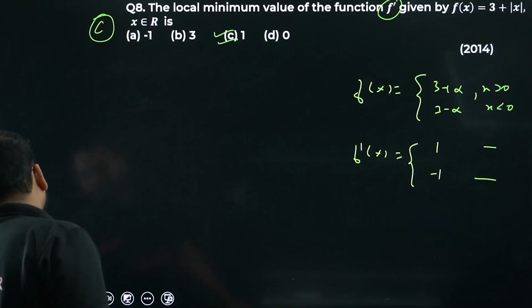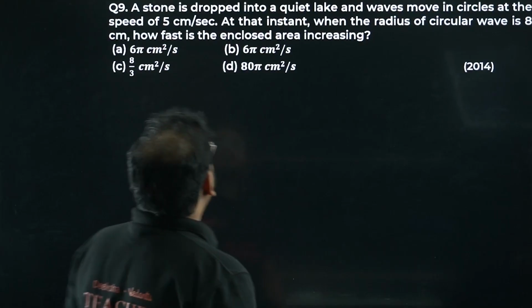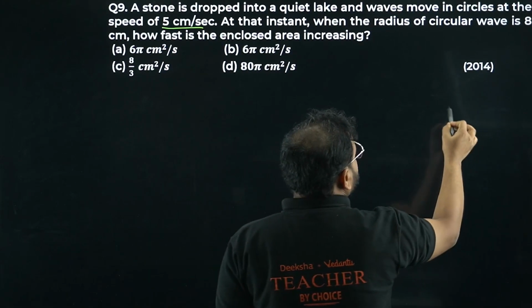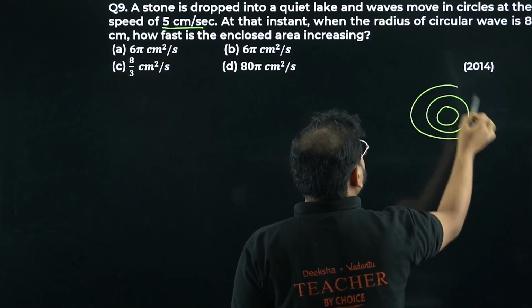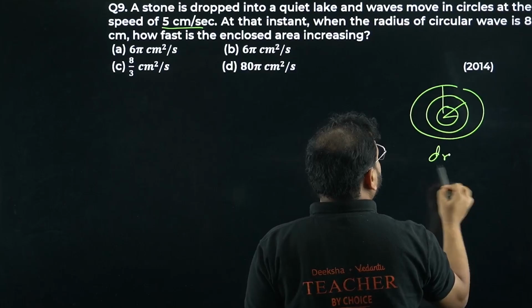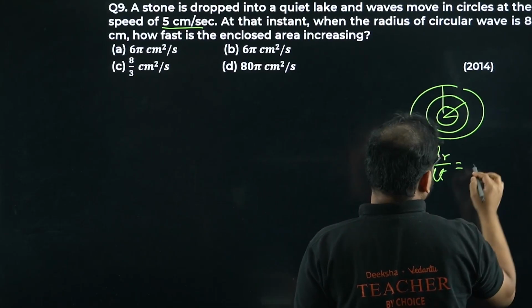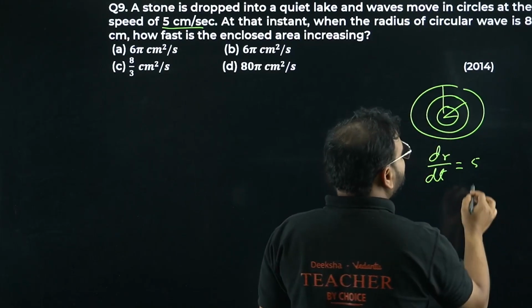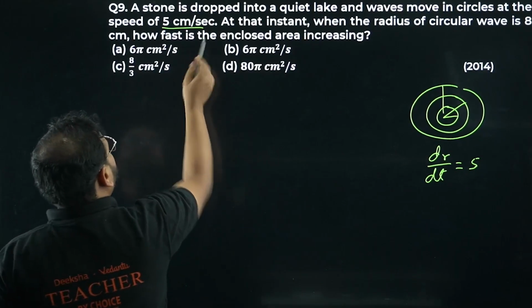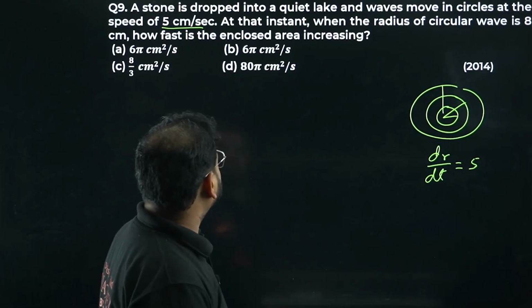A stone is dropped into a quiet lake and waves move in circles at a speed of... Circle speed means the wave is like this, like this, like this. What is happening, sir? Radius is moving, na, radius is changing. It means basically they have given dr by dt as 5 centimeter per second. Unit is there but we will not take it, it's okay, we have to get the answer right. The unit doesn't matter for us.